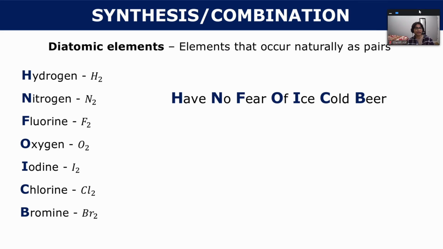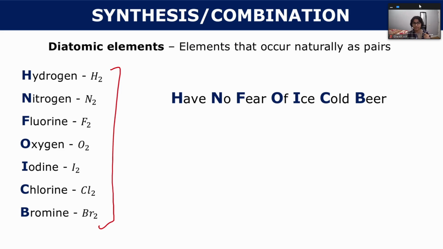And one of the mnemonics is, have no fear of ice cold beer. If it helps you remember it, then great. But what you need to know is that these elements are diatomic, meaning they come in pairs, and you're not going to find them naturally on their own in their monatomic form.